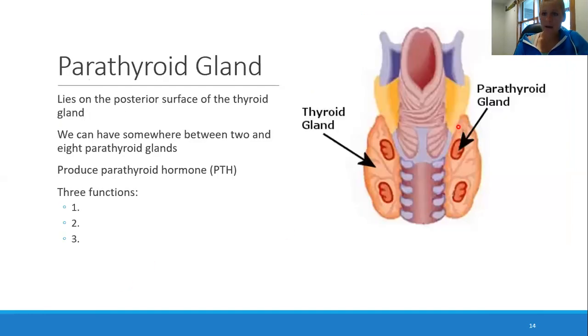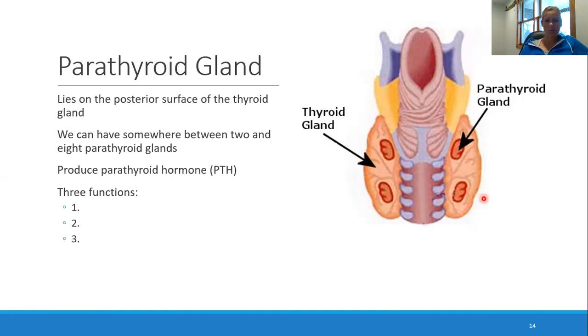Okay. Parathyroid gland, again, as I mentioned, you've probably got around 4, but another cool thing, we've got some individual variation, probably between 2 to 8 parathyroid glands. Your general pictures usually show 4. This lies on the posterior surface of the thyroid. Para means upon, so the parathyroid is going to lie upon the thyroid gland.